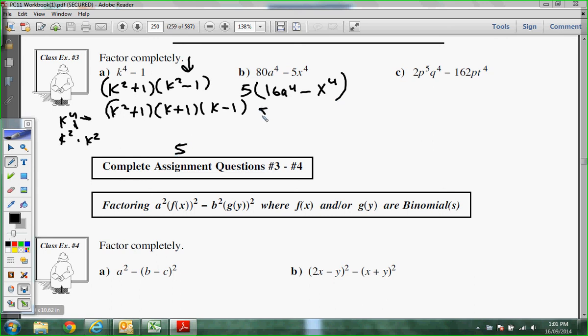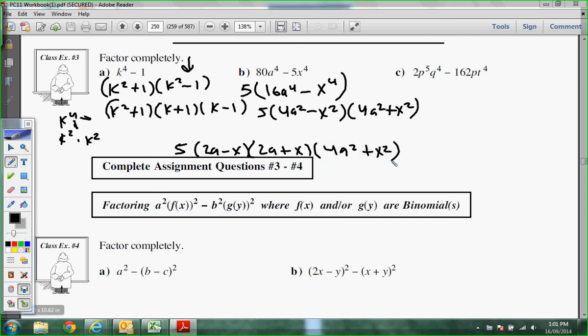Okay, but here we go. It's going to be 5 times (4A^2 minus X^2)(4A^2 plus X^2). Am I done? Which one's a perfect difference of squares again? Yeah, this one right here is another one. So that's going to break down to what? That's your full answer right there. That's all of it.